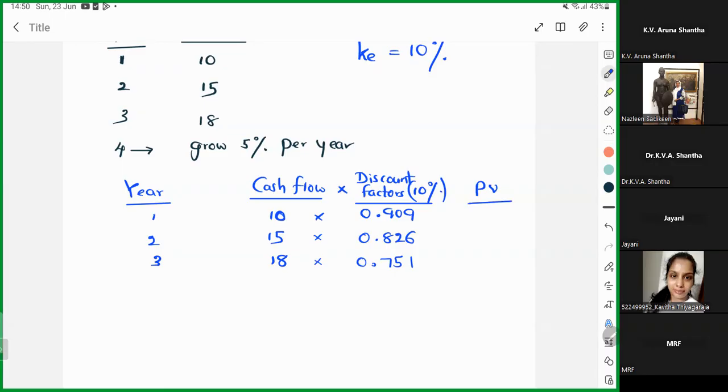How much? First year present value, 9.09. Second year present value, 15 into 0.826. How much? 12.39. Third year, 18 into 0.751. How much? 13.52.